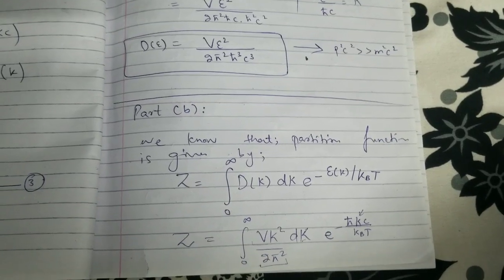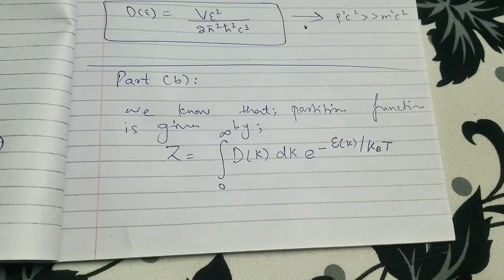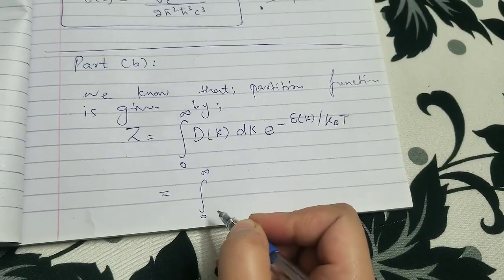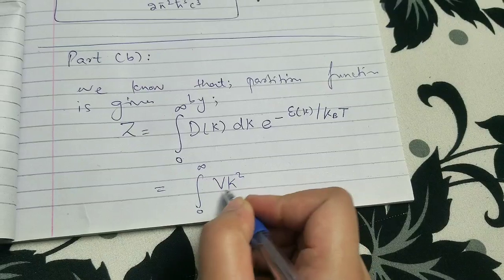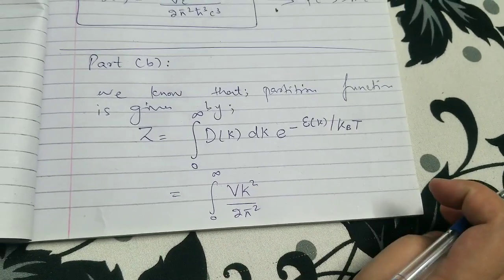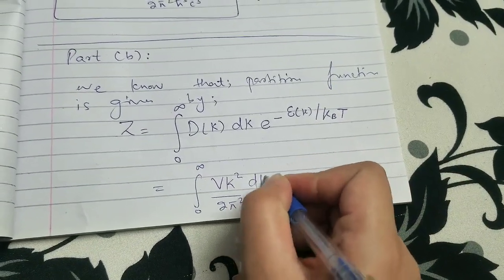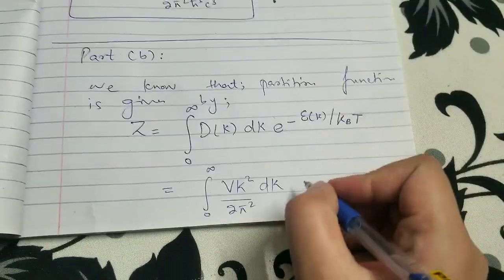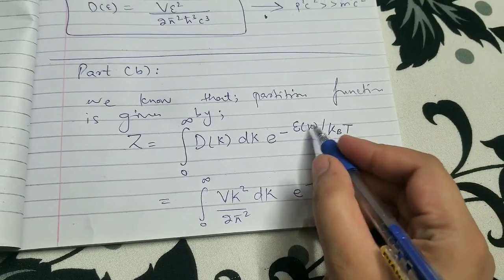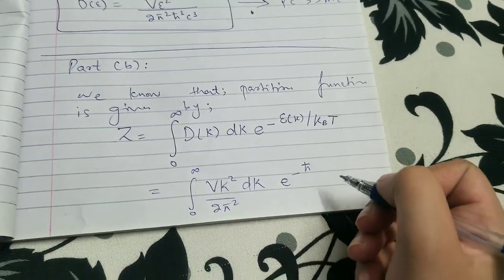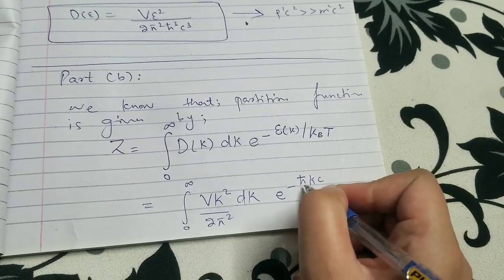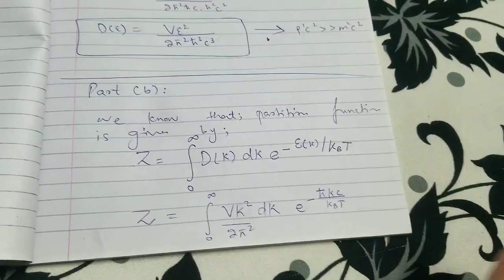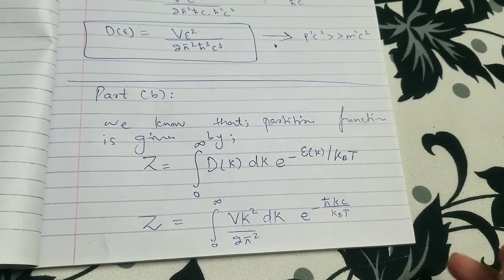So let's do that. It's very simple, but it requires some integration, and if you know how to integrate, then it's super easy. Let's put these values. V k square over 2 pi square. Here k is the wave vector, it's not the Boltzmann constant. For Boltzmann constant we'll use k with the subscript B. Okay, and here it is E of k, which is h cut kc by kB T. Okay, now we have to solve this integration. Let's do that.